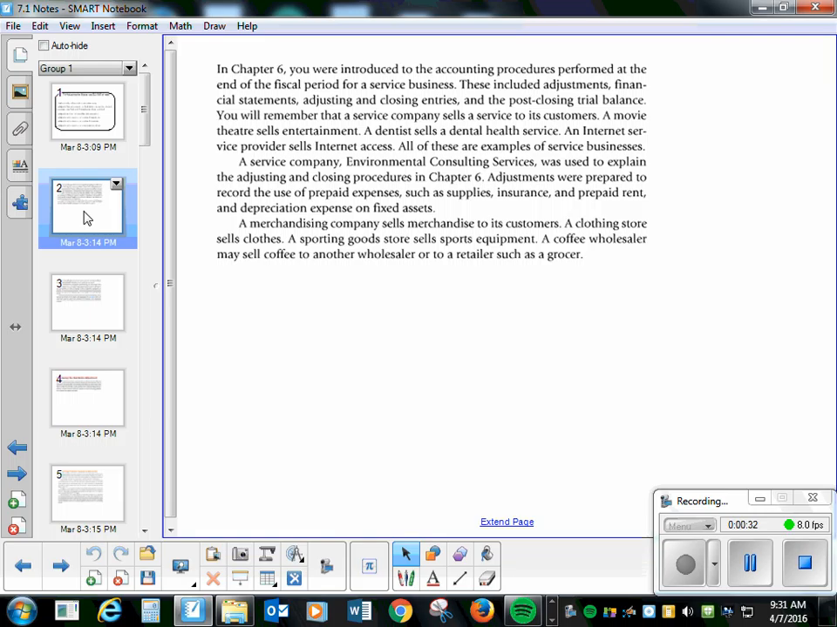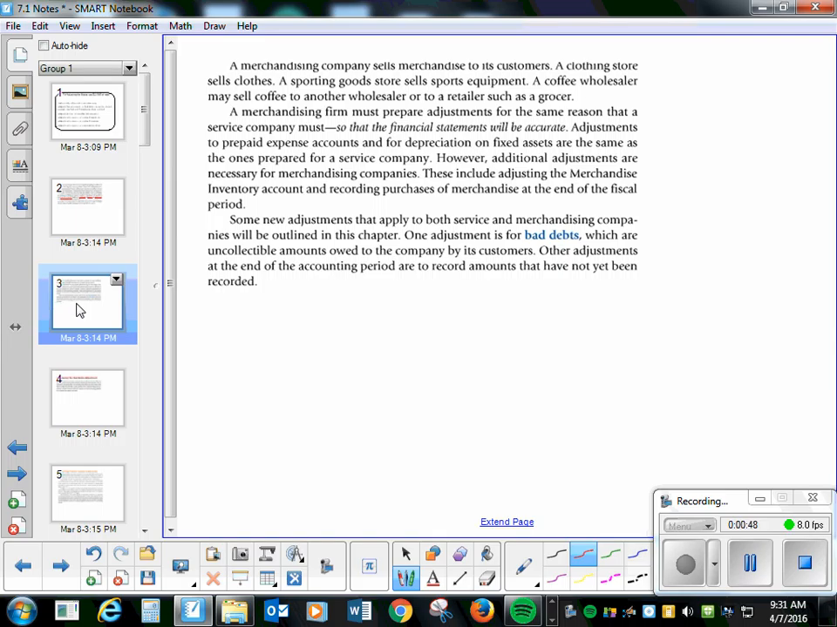We did talk about adjusting entries when we were in grade 10 accounting. The main ones that we did were prepaid expenses such as supplies, insurance, and prepaid rent, and depreciation expense. Merchandising companies have those and a few more. One adjustment is called bad debts, which are uncollectible amounts owed to the company by its customers. Other adjustments at the end of the accounting period are to record amounts that have not yet been recorded.